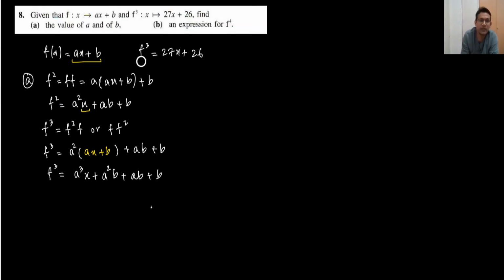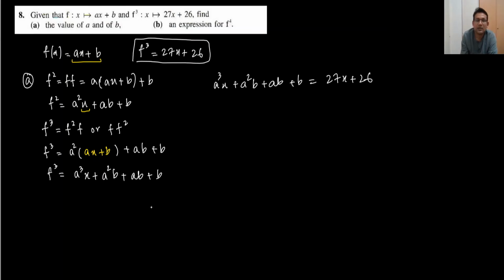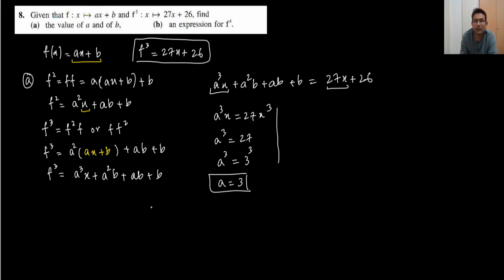Now, when you observe this, the f cube equation is already given, and this is already a complete equation. All values are known. So we can equate this whole equation with this, because both are equal to f cube. a cube x plus a square b plus ab and plus b is equal to 27x plus 26. This is x and this is x only. So a cube x, comparing the coefficients, a cube is 27. So 27 means we can write 3 cube, and 3 cube means a is coming 3. Or you can take out the cube root. Okay, we got the value of a.